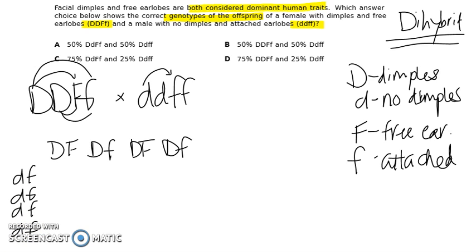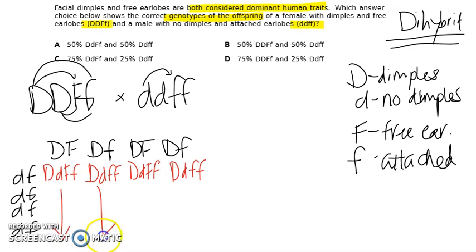Okay, so let's fill out the inside of our Punnett square. Got a heterozygous for both. Heterozygous dimples, homozygous recessive earlobes. Heterozygous for both, and heterozygous dimples, homozygous recessive earlobes again. Now, since all of these are the same, because this one parent only donates the little d's, little f's, you can draw arrows that just show that all of these columns are going to be exactly the same, and that saves you a little bit of time. Only do that when you're 100% sure.